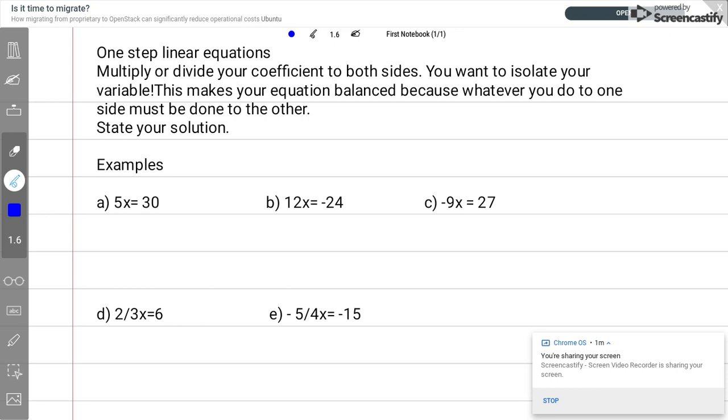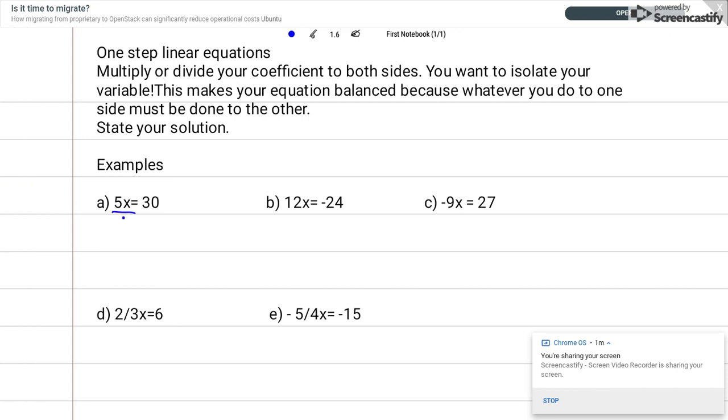So if I were to divide 5 by 5, I get 1, leaving me 1x on the left side, which is what I want. So 5 and 5, x equals 30 divided by 5 is just 6. So my final answer is x equals 6.